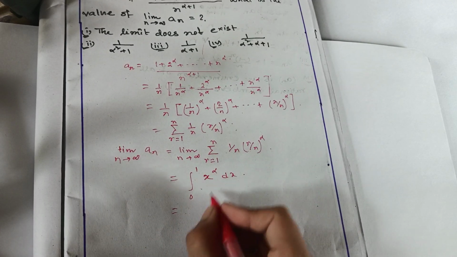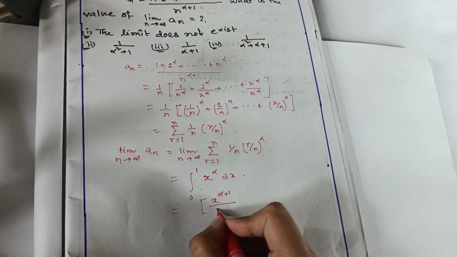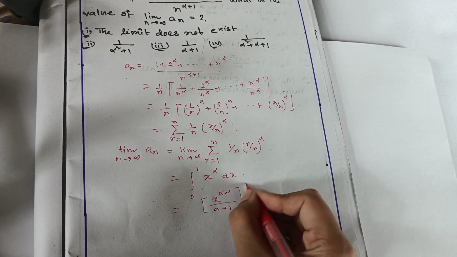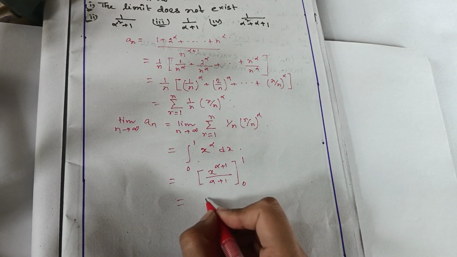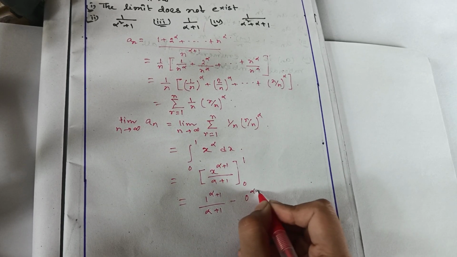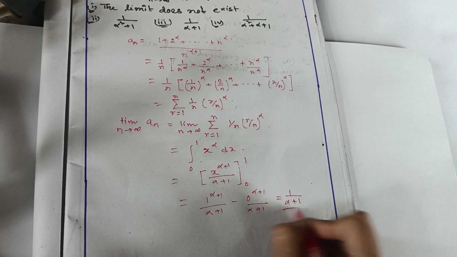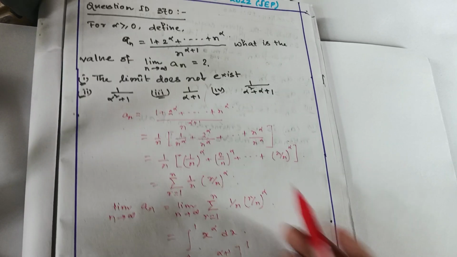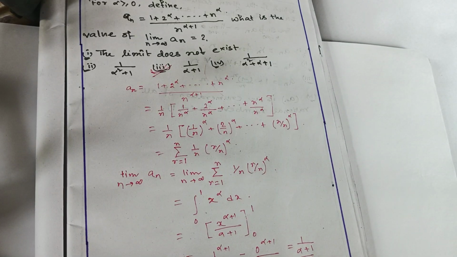Okay, so this is simple integration. We find x to the power alpha plus 1 by alpha plus 1, from 0 to 1. Now putting in the upper limit and lower limit, we get 1 to the power alpha plus 1 by alpha plus 1 minus 0 to the power alpha plus 1 by alpha plus 1, that is simply 1 by alpha plus 1. So this is equivalent to option 3. So option 3 is correct. I hope this is clear to everyone.